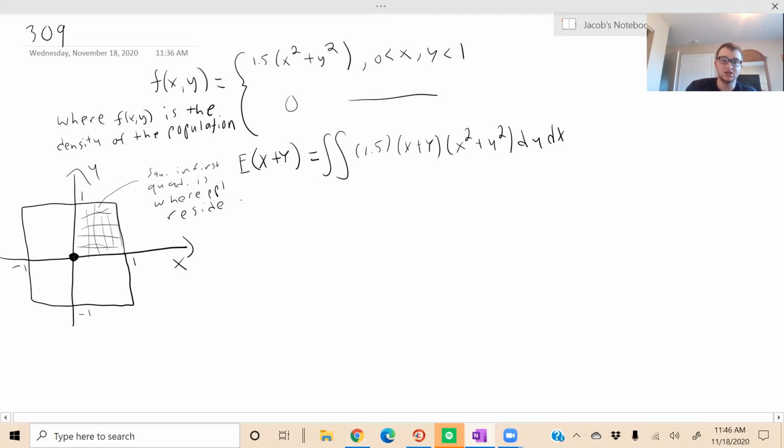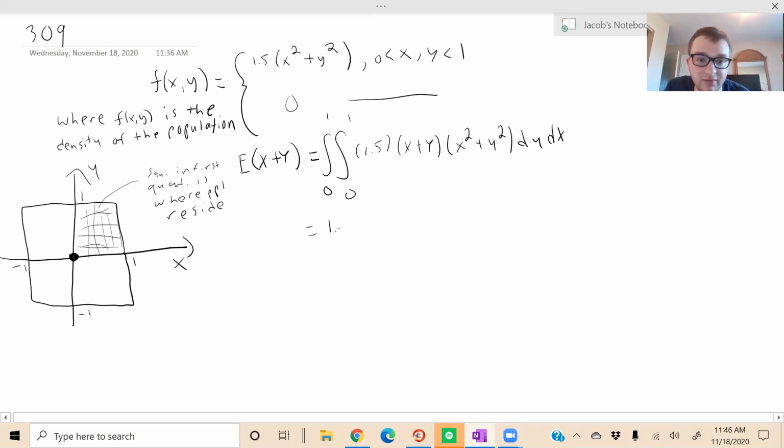Right here, this is the expectation. I've kind of already drawn it. So you have the expectation of x plus y equals the double integral of 1.5 times x plus y times x squared plus y squared. I just rearranged the density. The x plus y part is the kicker for the expectation part. In this integral, the y values go from 0 to 1, and the x values go from 0 to 1. So it's a pretty easy double integral. The hard part is done, so you can see how we got to our expectation. Now let's integrate it.